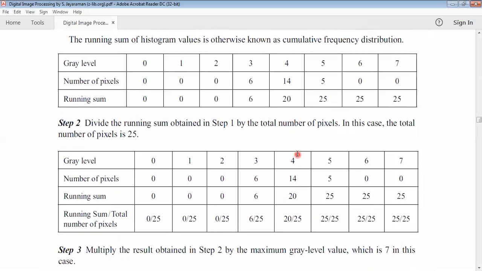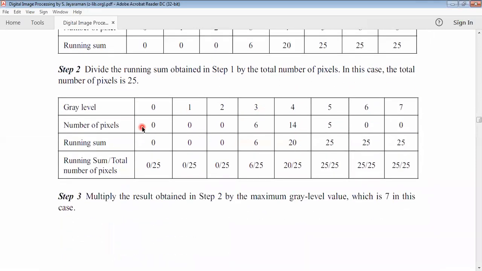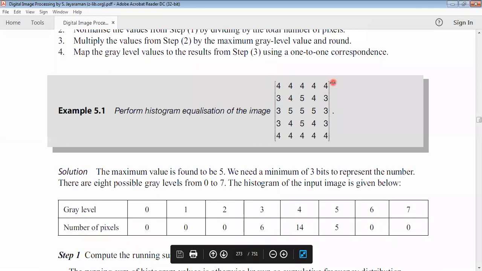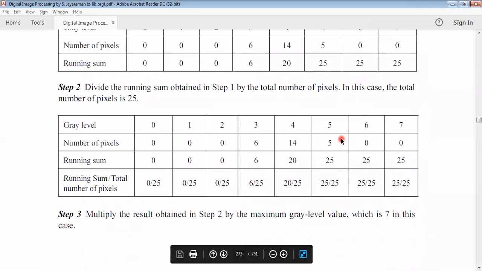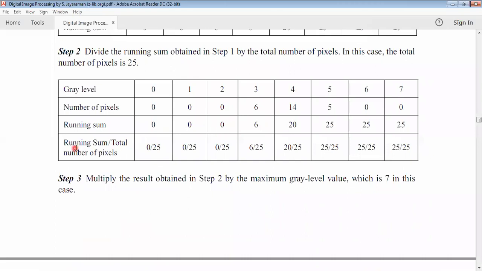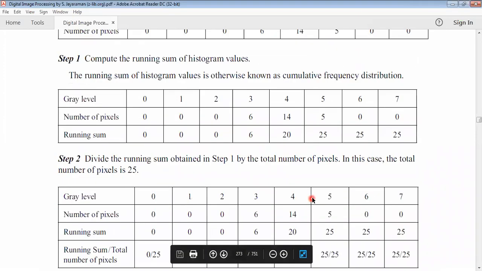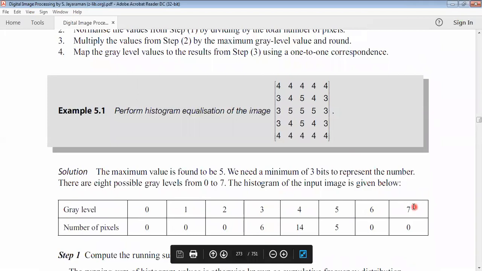We have calculated it. Next table: same gray level, number of pixels, running sum. This running sum is divided by the total number of pixels. Since this is a 5 by 5 matrix, the total number of pixels is 25. So running sum is divided by total number of pixels: 0 by 25, 0 by 25, 0 by 25, 6 by 25, 20 by 25, 25 by 25, 25 by 25, 25 by 25. Next, what is the maximum gray level value?